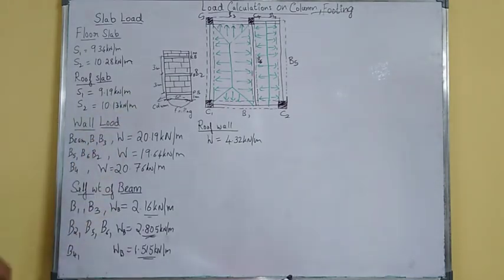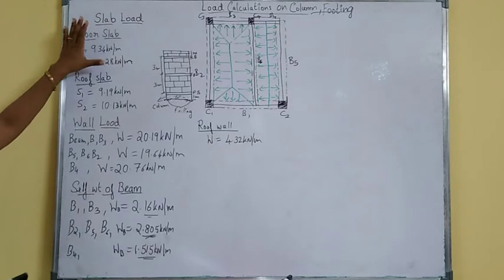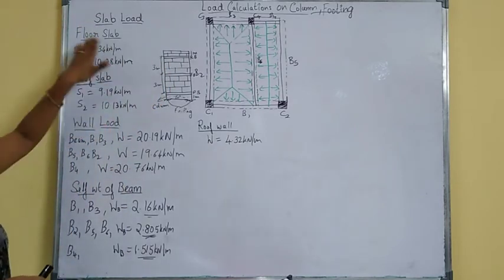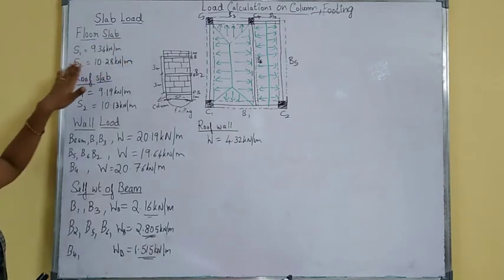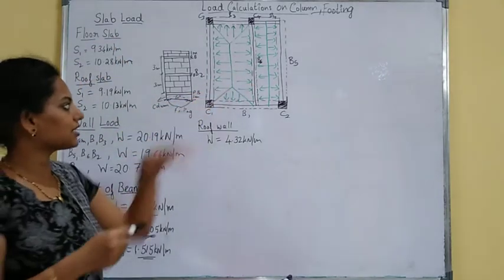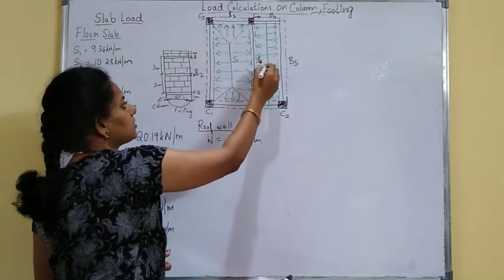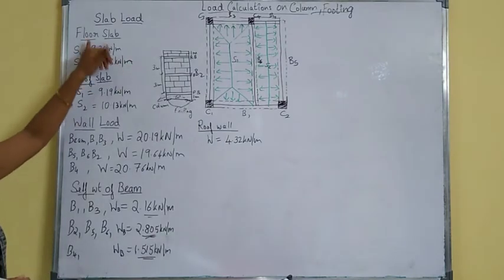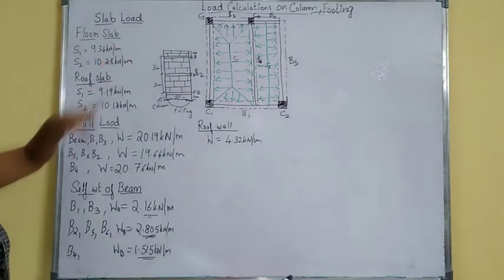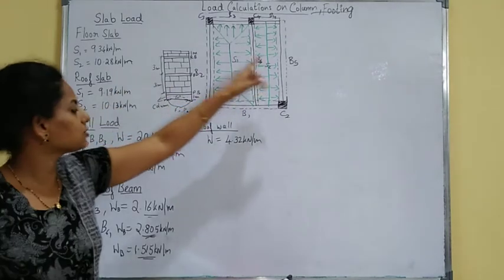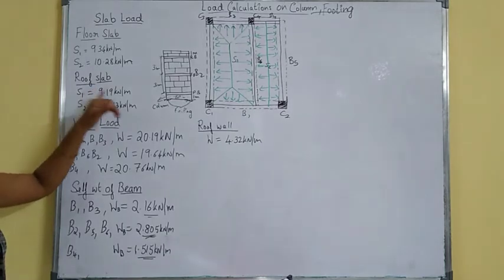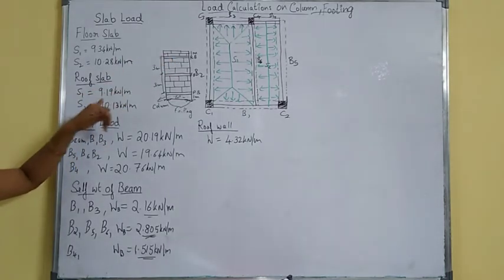First, I've written down all the loads that were calculated in the earlier sessions. From the floor slab, here we have two slabs, S1 and S2. This is S1, this is S2, a two-way slab and a one-way slab. Accordingly, S1 load for the floor is 9.34 kilonewton per meter, and S2, for this one-way distribution, you have 10.28 kilonewton per meter. Same way for the roof, when the parapet is considered, you have 9.19 and 10.13.